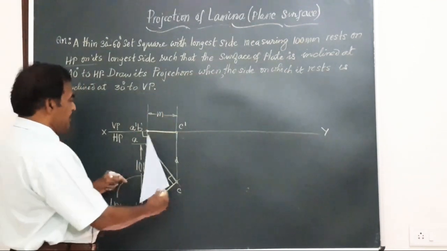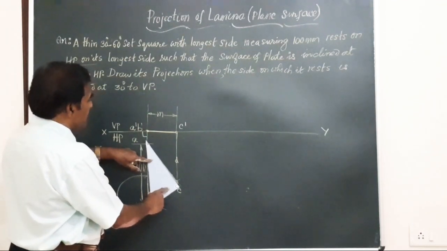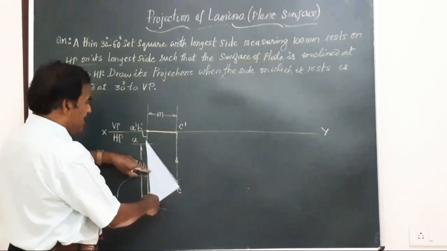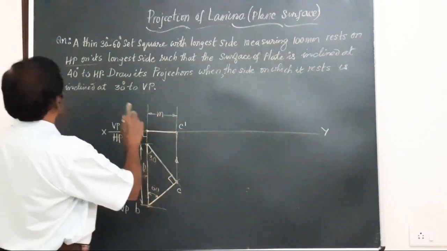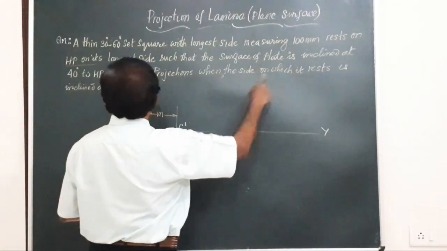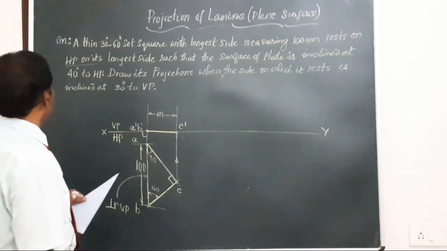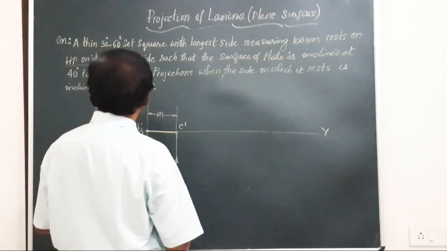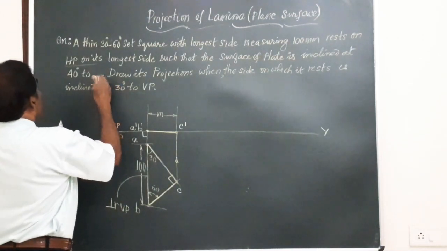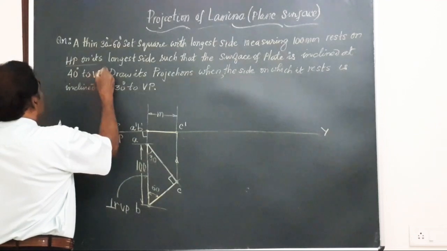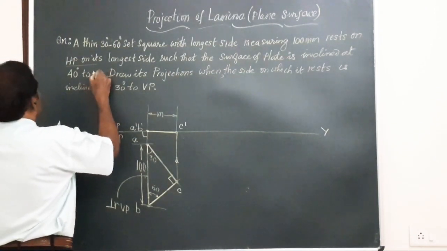Now initially we have pasted that set square on the wall or VP. We have got the front top view, a triangle, and the front view, a line. He says it is on that longest side. The surface is inclined at an angle of 40 degrees to VP. So it should be inclined at an angle of 40 degrees to VP. Sorry, this HP is correct. This has to be HP.